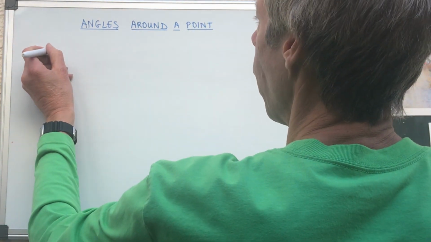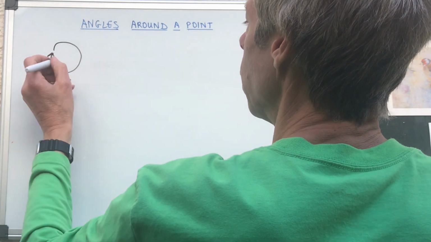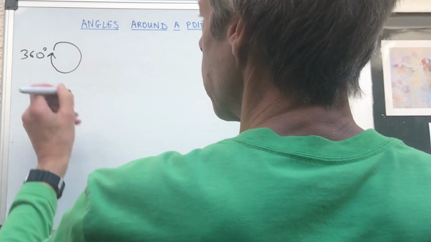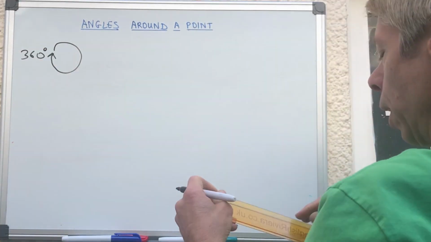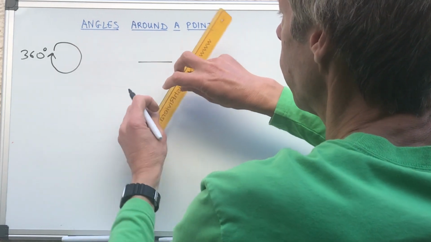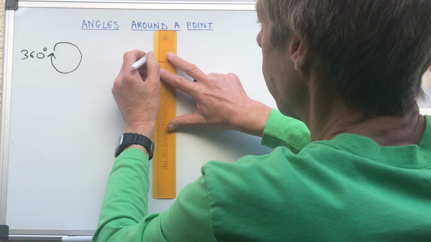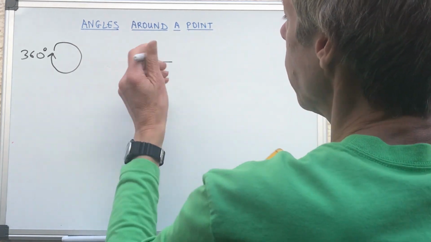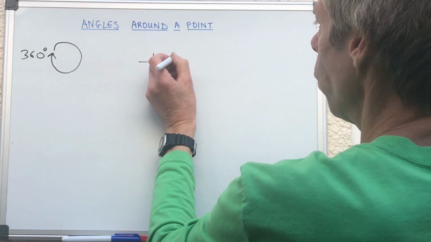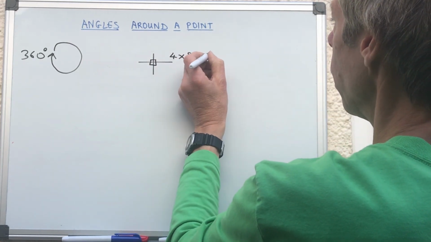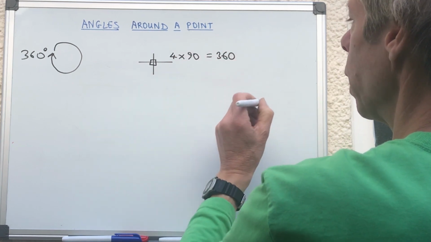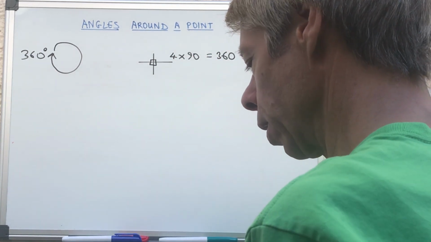So if you go round in a complete circle, you may know that that is 360 degrees. If you don't already know that, an easy way to remember it is similar to what I showed you in the last video. If you do that and then that, each one of these is a right angle. So 4 times 90 equals 360. So that's why it's 360 degrees.